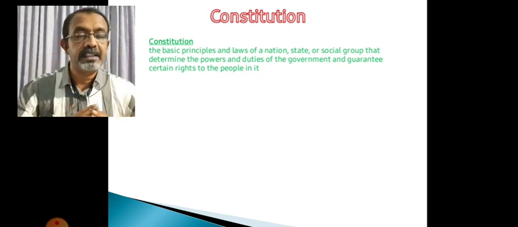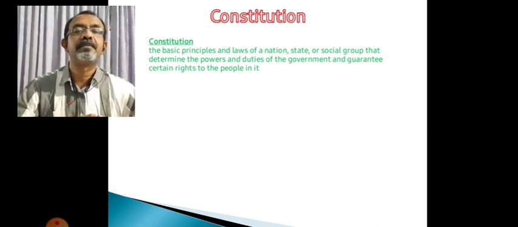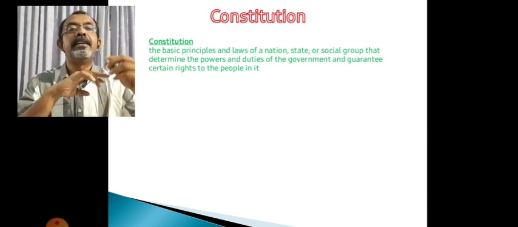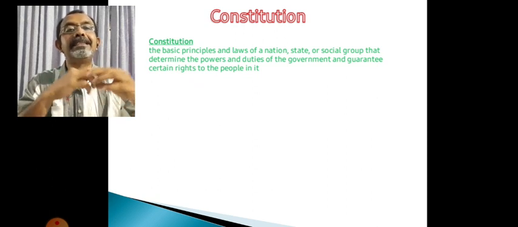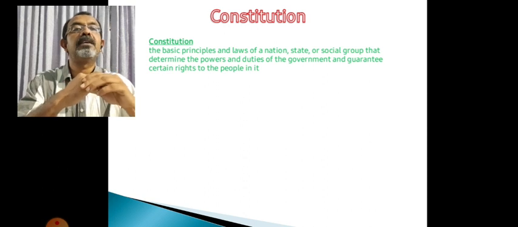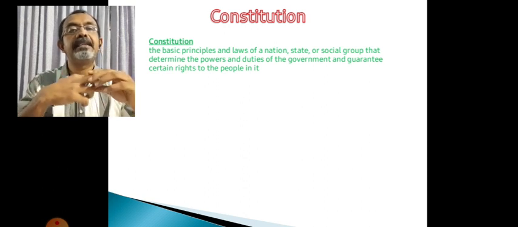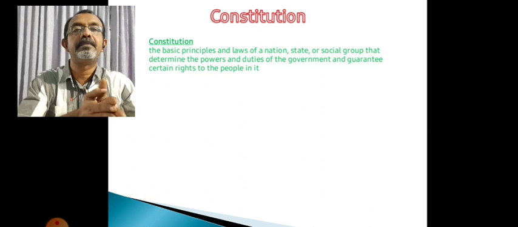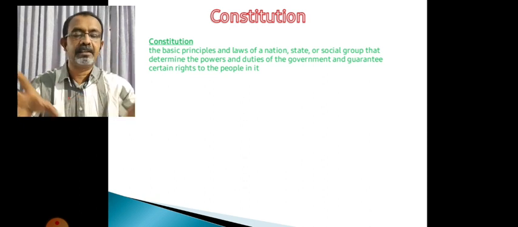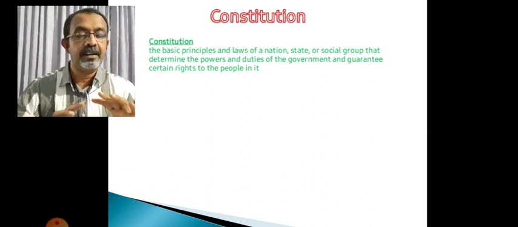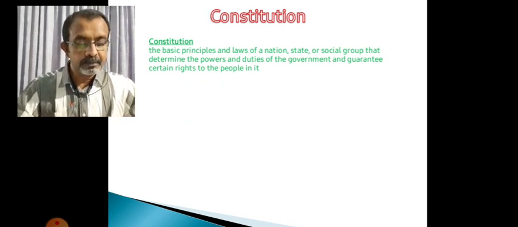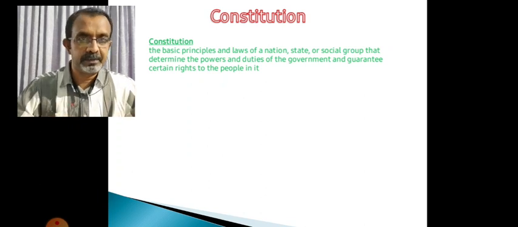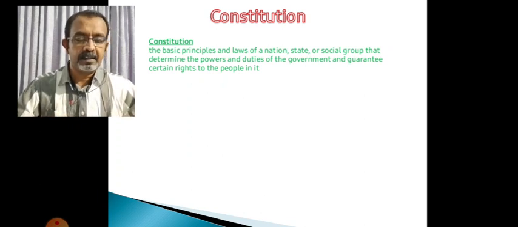So now we have studied what is constitution. Constitution is the basic principles and laws of a nation, state, or a social group that determines the powers and duties of the government and guarantees certain rights to its people. This is the official, or the more normal, definition of constitution. Now, why does a country need a constitution? That is the next topic we have to go through.